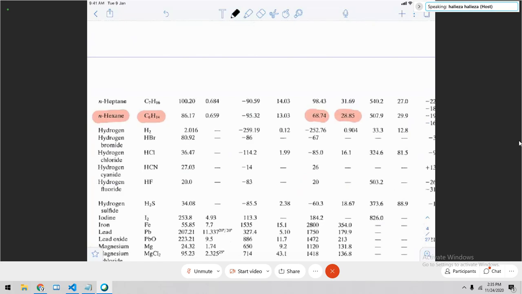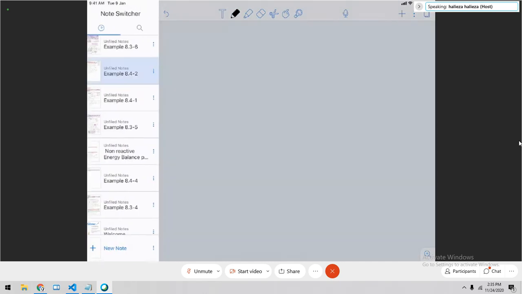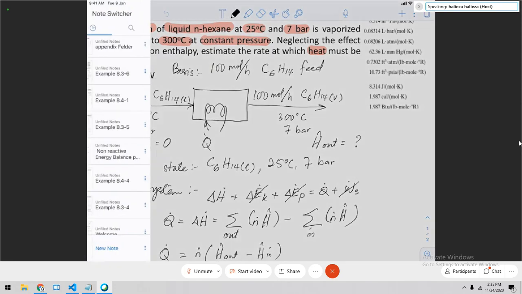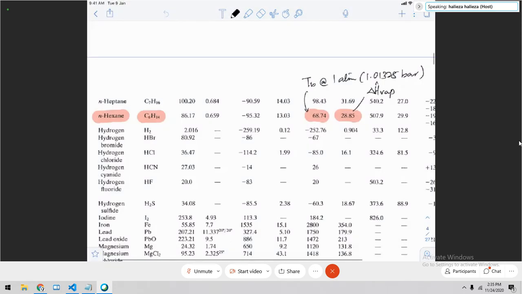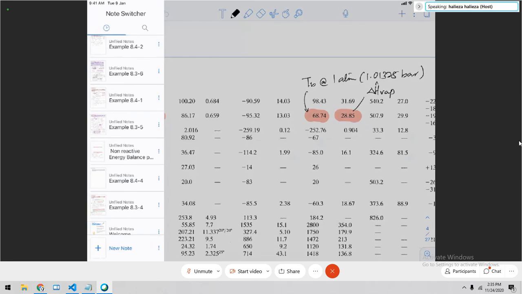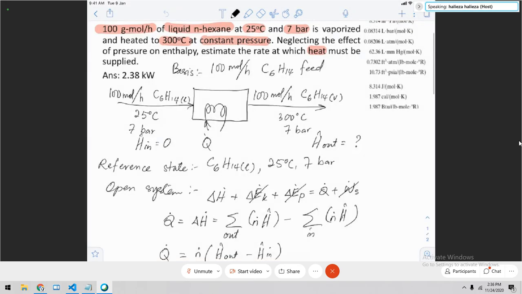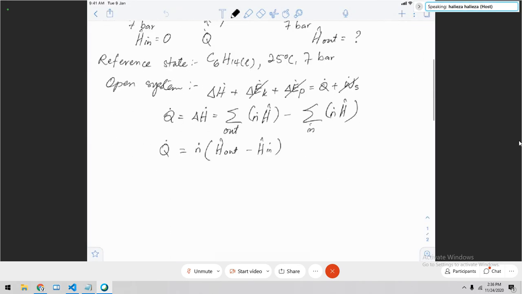Okay, this is the boiling point, T boiling at 1 atm or 1.01325 bar. And that is the latent heat for vaporization at that temperature. So take note of that. We're going to go back to our example. What was it again? I just forgot. It is 68.74. Doctor, in the question, the pressure is 7 bar. I know. So that's what we need to bear in mind.